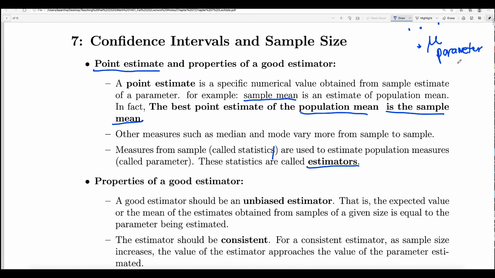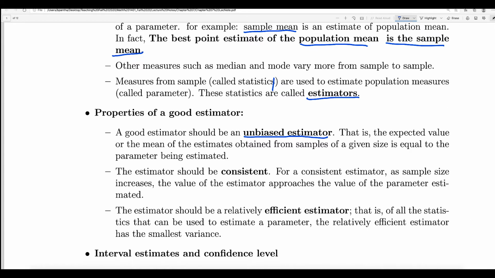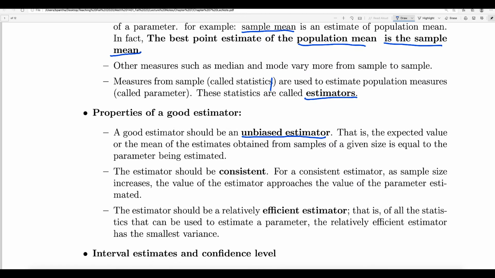What are the properties of a good estimator? A good estimator should be an unbiased estimator. What do we mean by unbiased estimator? That is, the expected value, or the mean of the estimates obtained from the samples of a given size, is equal to the parameter being estimated. Let us suppose that you want to estimate the population mean. To do that, you find the sampling distribution. What is the meaning of sampling distribution?